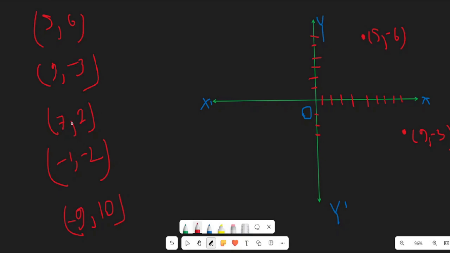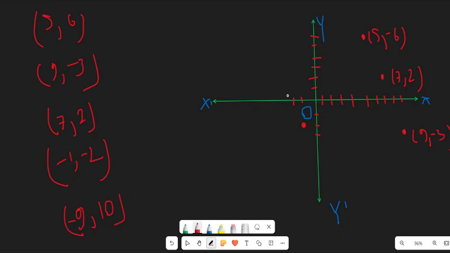Sorry, there is actually no minus. It is (7, 2). This is 7, this is 2, so this is (7, 2). I had actually written minus 2, I'm so sorry, my bad. And then there is (-1, -2). Let's go here, and this is our (-1, -2) point.